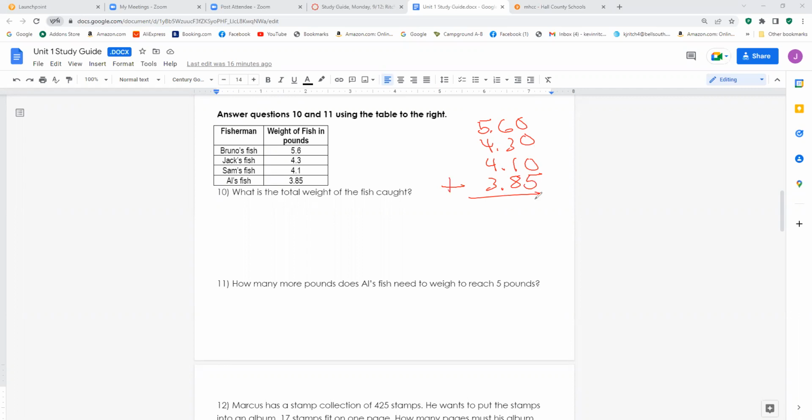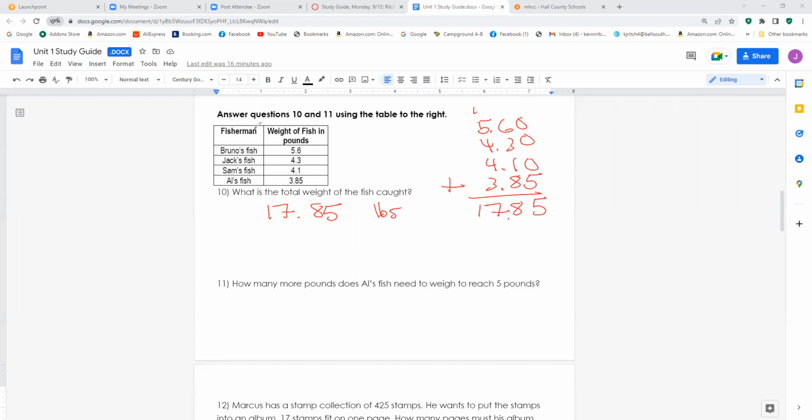So 0 plus 5 is 5. 8, 9, 10, 11, 12. 12 plus 6 is 18. Carry the 1. 10, 14, 17. So the answer is 17.85 pounds of fish. LBS means pounds.